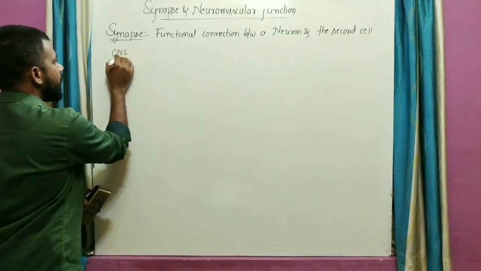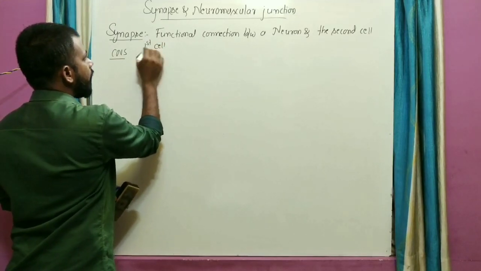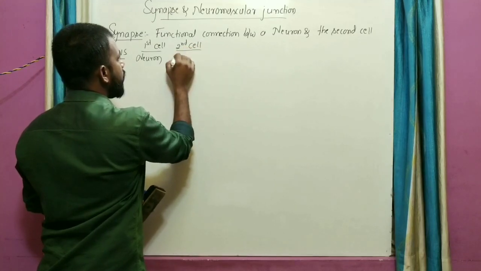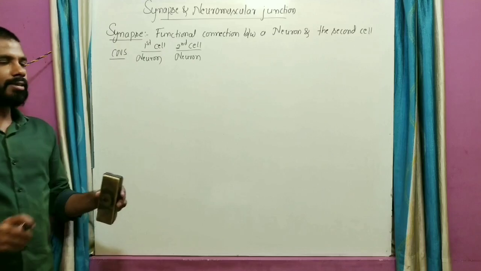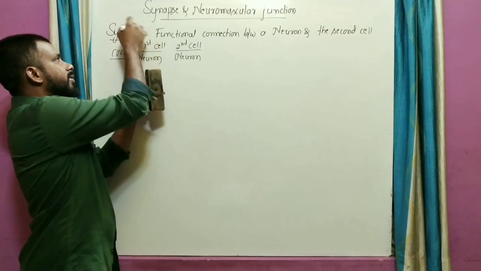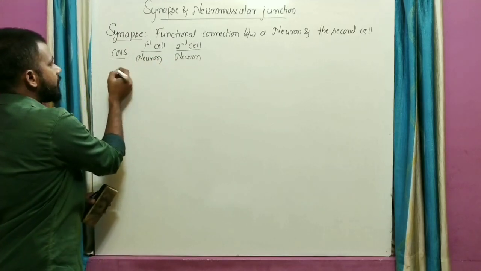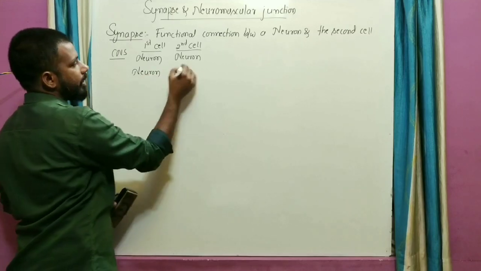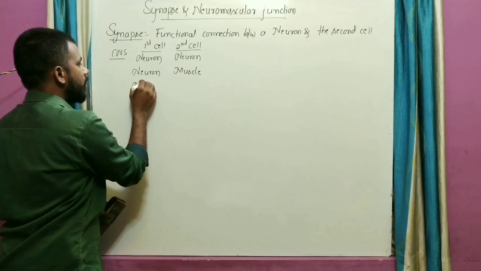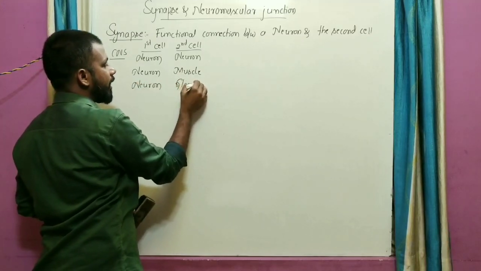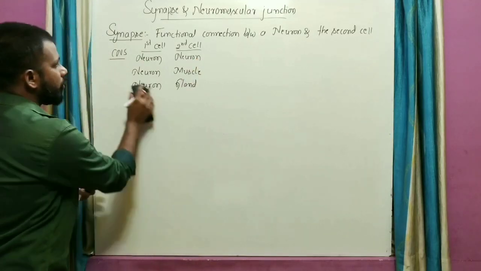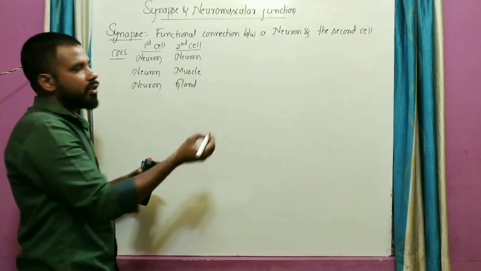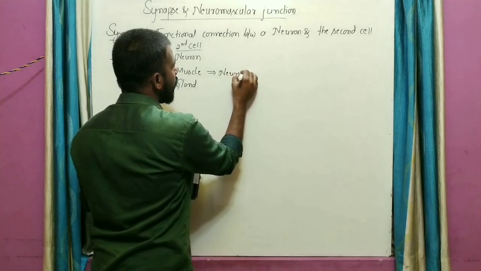For example, in the CNS, the central nervous system, the first cell is always a neuron, whereas the second cell is also a neuron. So in the CNS, the synapse is between two successive neurons, whereas in other parts of our body, like in the muscles and glands, the first cell is the neuron and the second cell may be a muscle or a cell from the gland. In this lecture I am going to speak about the neuron synapse, but the synapse between neuron and muscle we call the neuromuscular junction.